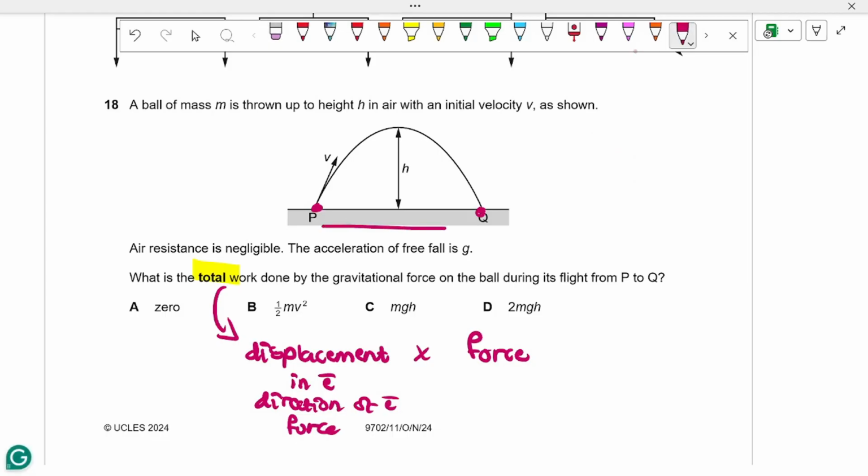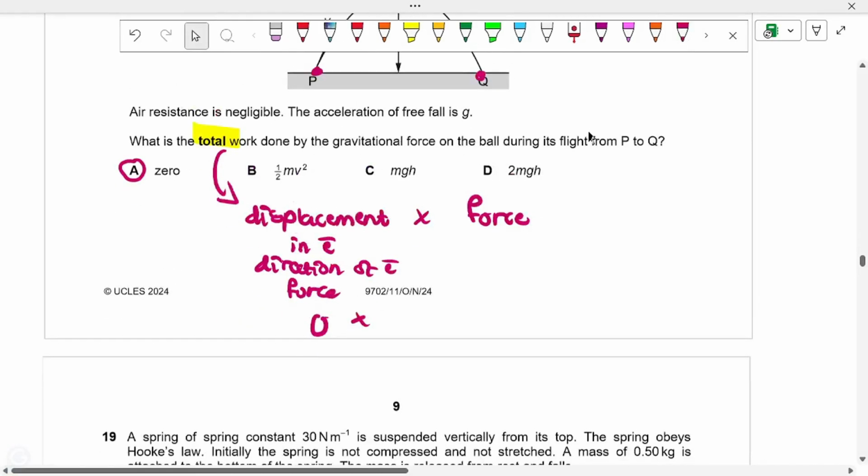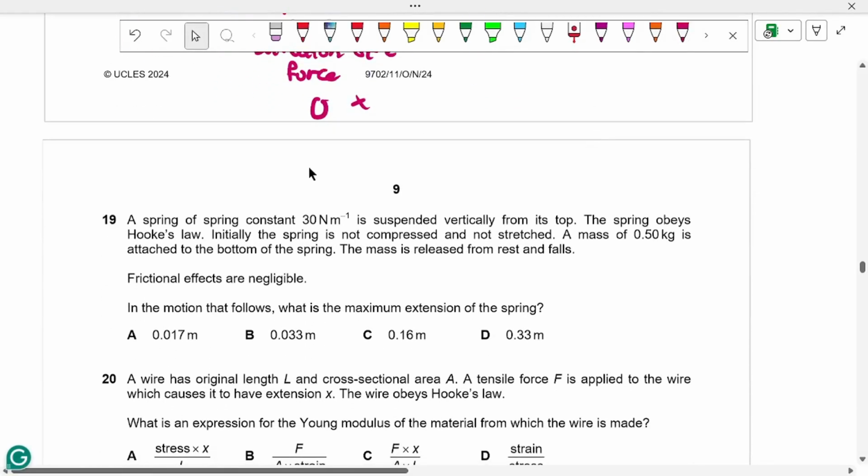My displacement is 0. I've moved a displacement in the horizontal, but the gravitational force doesn't act in the horizontal. It acts up and down. So that's the force itself, right? In the direction of that force, there hasn't been a displacement because I started at P and I ended on the ground. So because the displacement is 0, even though there's a force, the mere fact that the displacement is 0 implies that the total work done will also be 0.